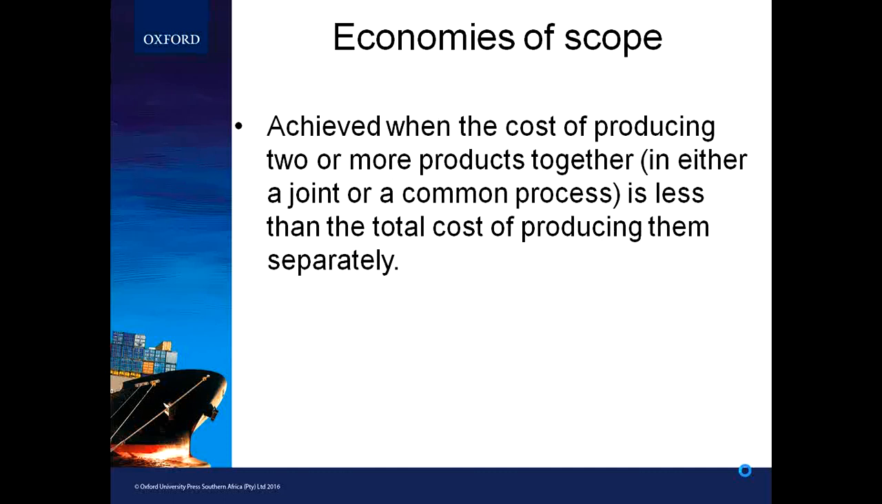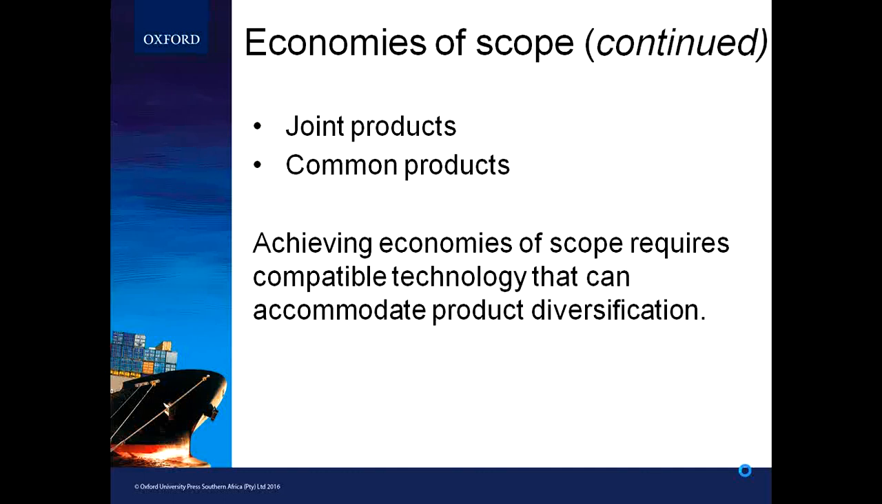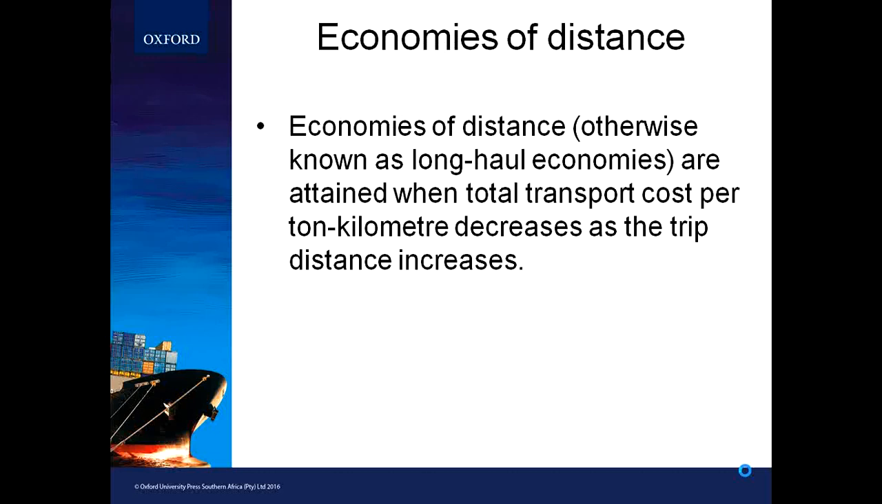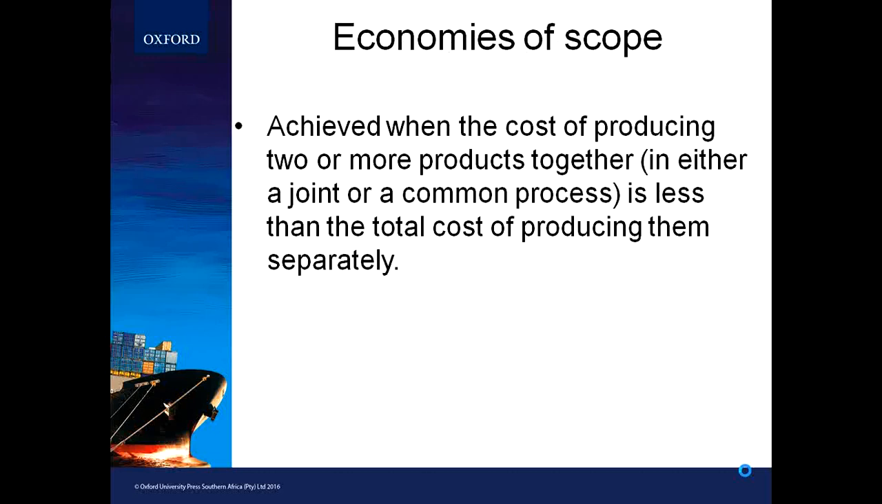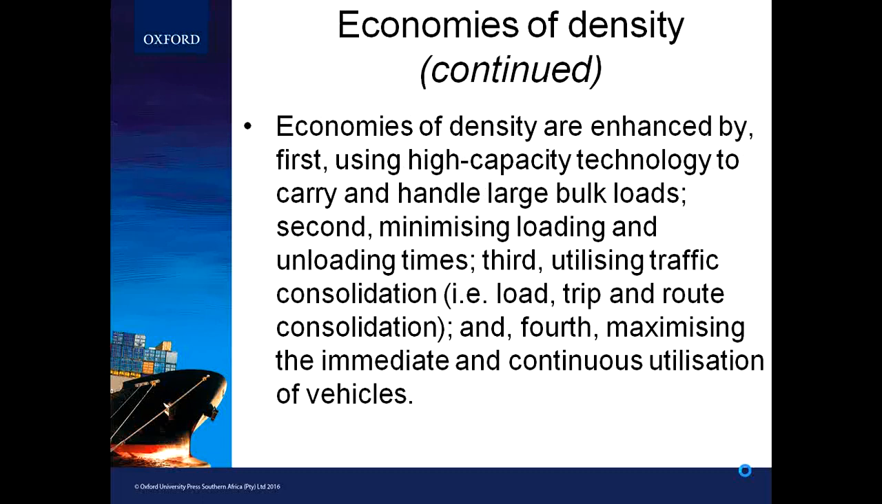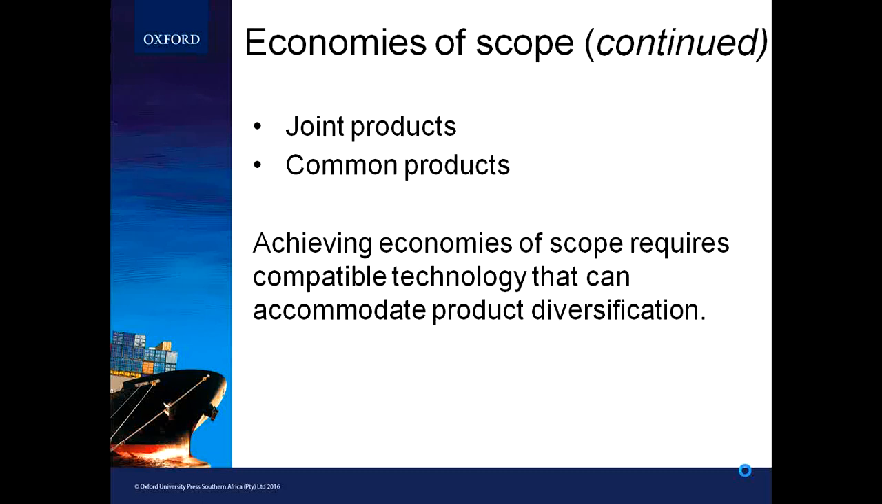The economics of scope is achieved when the cost of producing two or more products together in a common process is less than the total cost of producing them separately. So here, economics of scope for joint products or common products, you can understand. Achieving economics of scope requires compatible technology that can accommodate product diversification.